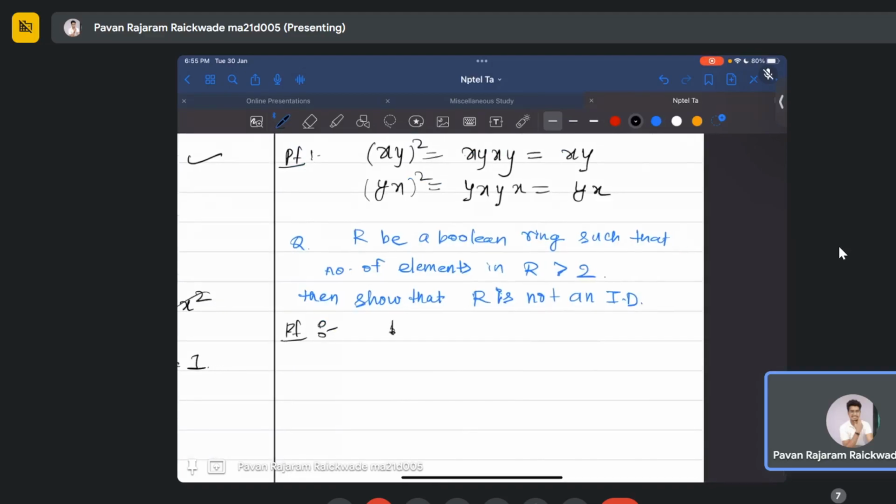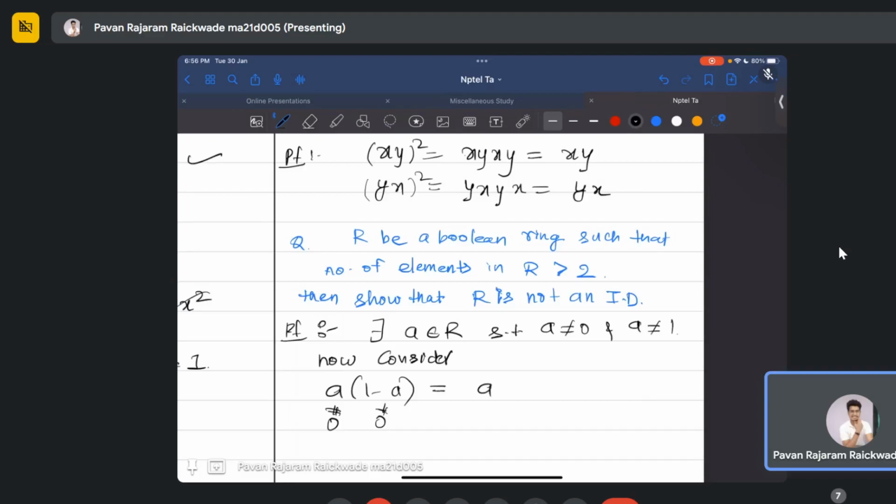Since there are more than two elements in R, and you know the two elements 0, which is the additive identity, and 1, which is the multiplicative identity, both have to be there. So since the cardinality is greater than 2, there exists an element A in R such that A is non-zero and A is not 1, right? Not the additive identity, not the multiplicative identity. So now consider the product A times (1 minus A). This is also non-zero, right? Because A is non-zero and A minus 1 is non-zero.